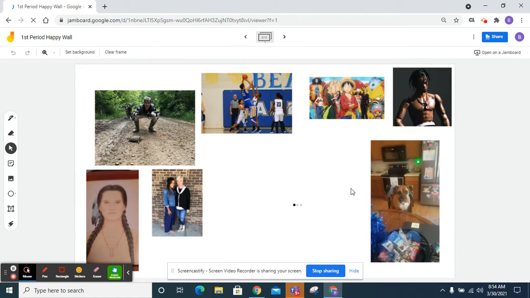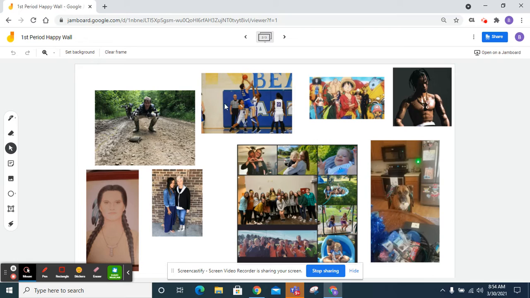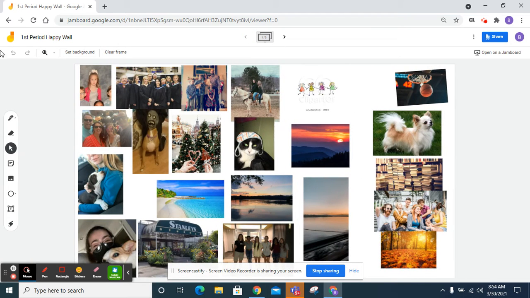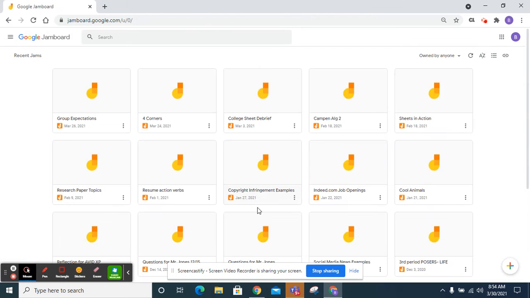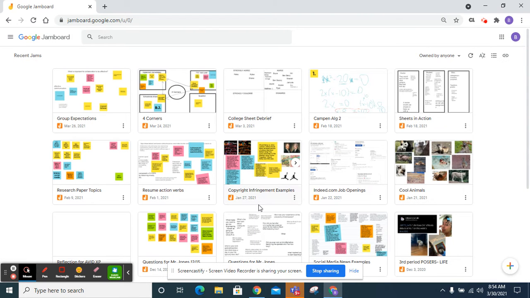I made sure to include some pictures that were of my own. And then we went through and just talked about, why did you choose these pictures? Why did you pick these specific choices as things that made you happy? And that allowed those students to share a little bit more about themselves, to speak with their microphones on, etc.